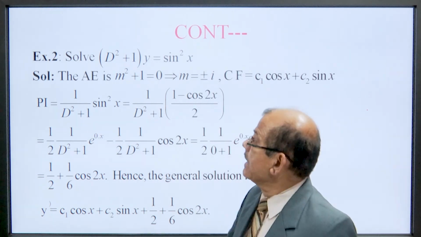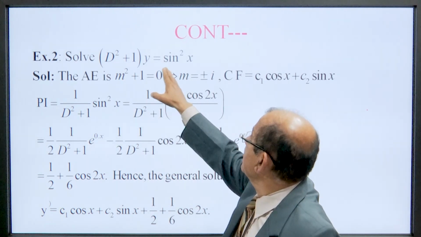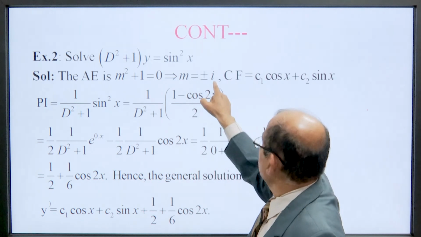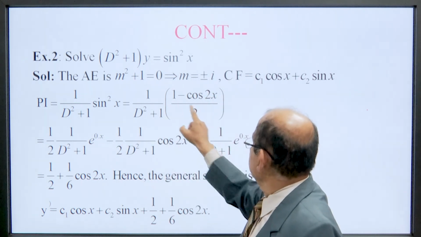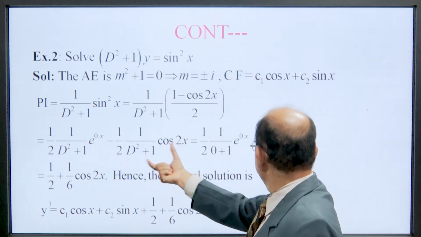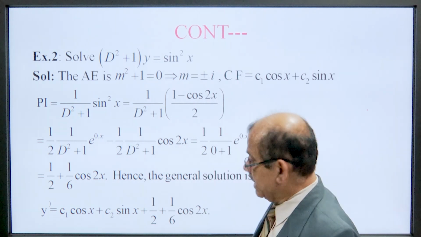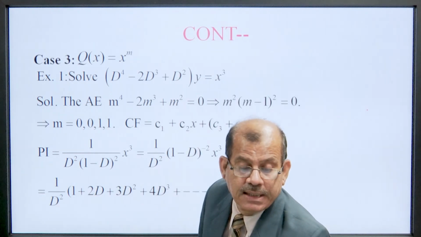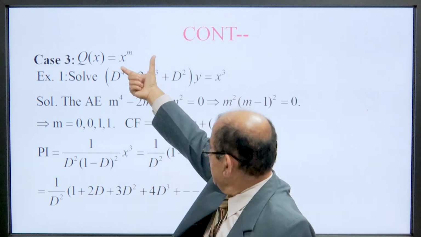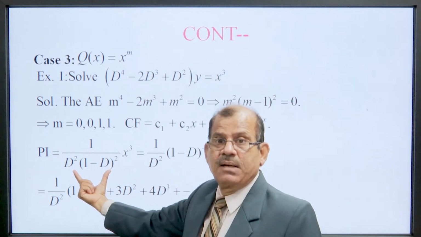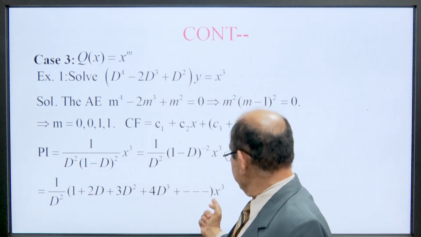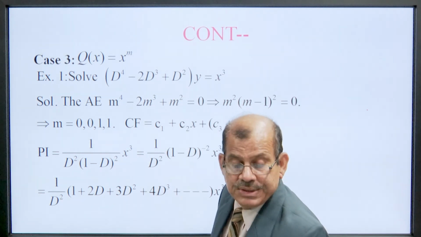Again, with sin² x on the right-hand side, solve (D² + 1) y = sin² x. The complementary function is C1 cos x + C2 sin x, because m = ±i. Sin² x is (1 − cos 2x)/2. We separate the right-hand side and find the complementary function and particular integral. For x^n on the right-hand side, the particular integral is obtained by expanding the denominator using the binomial theorem, not partial fractions, up to the required power, then differentiating to get the result.